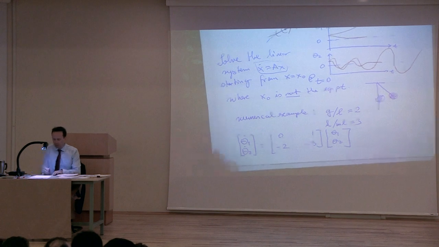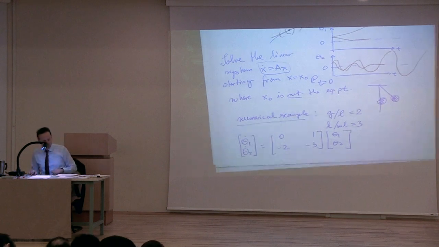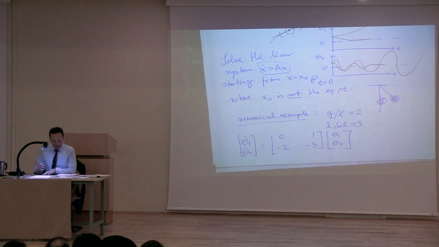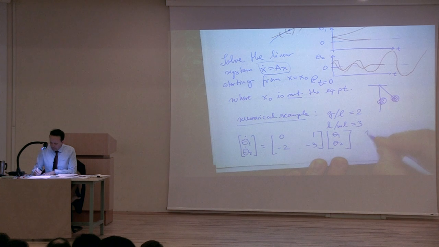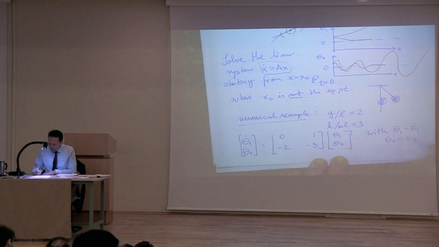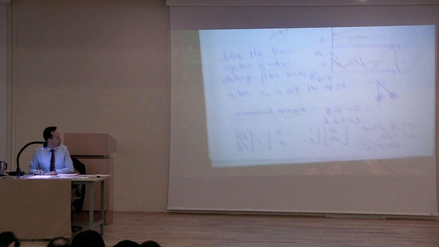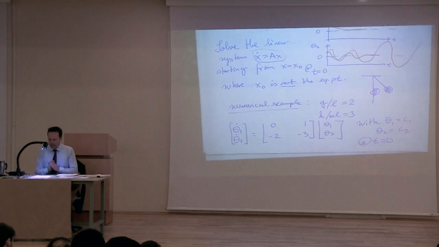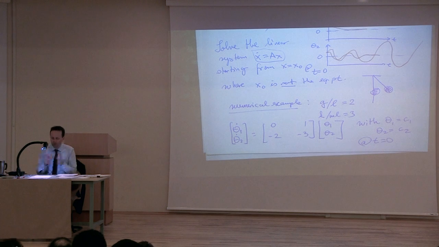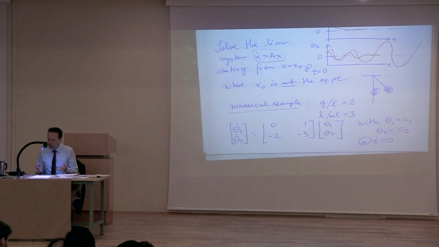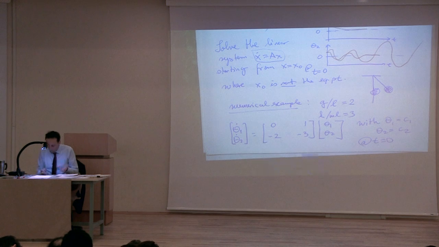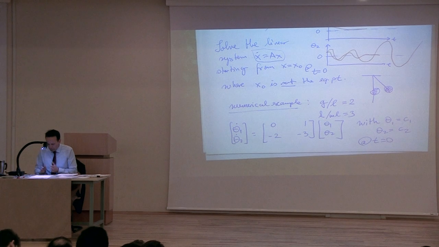Minus 2, minus 3, just to make it a numerical example, just to make it easier for us to handle, okay? And I say, with theta 1 equal to C1, theta 2 equal to C2, at time equal to 0. So at time equal to 0, at the initial point, at the beginning, theta 1 and theta 2 are somewhere, C1 or C2, which is not equal to 0. These are not equilibrium points. Therefore, it will move. It will change in time. And these are the equations that will describe the dynamics of this linear system, how it is going to behave in time.